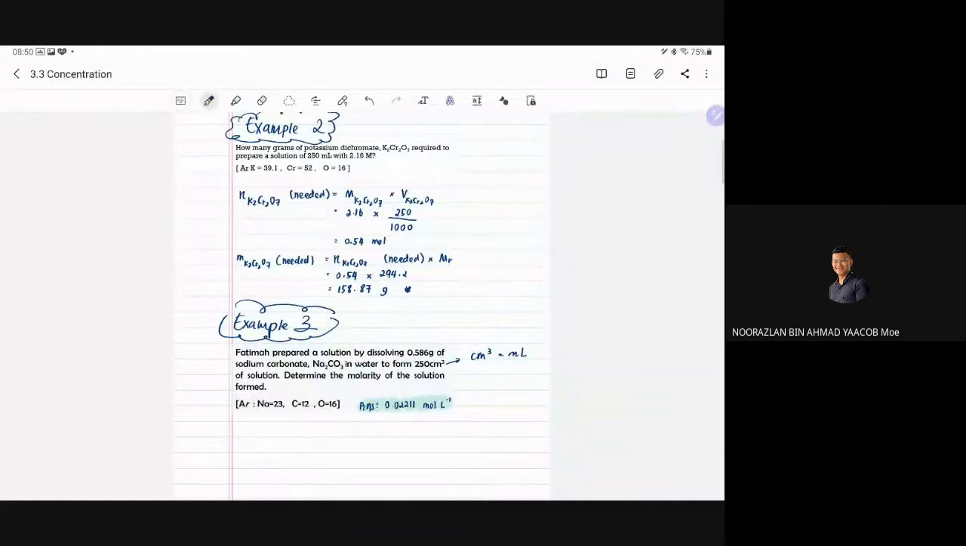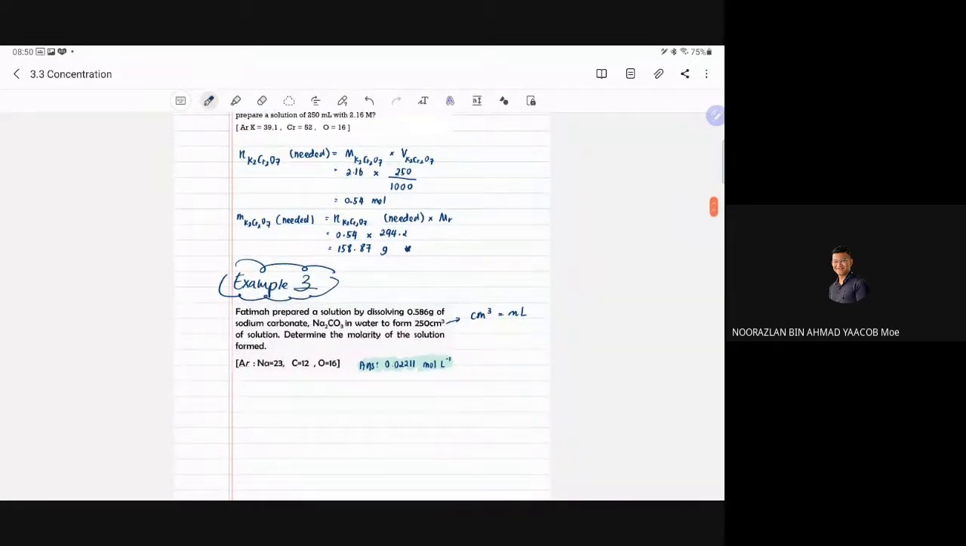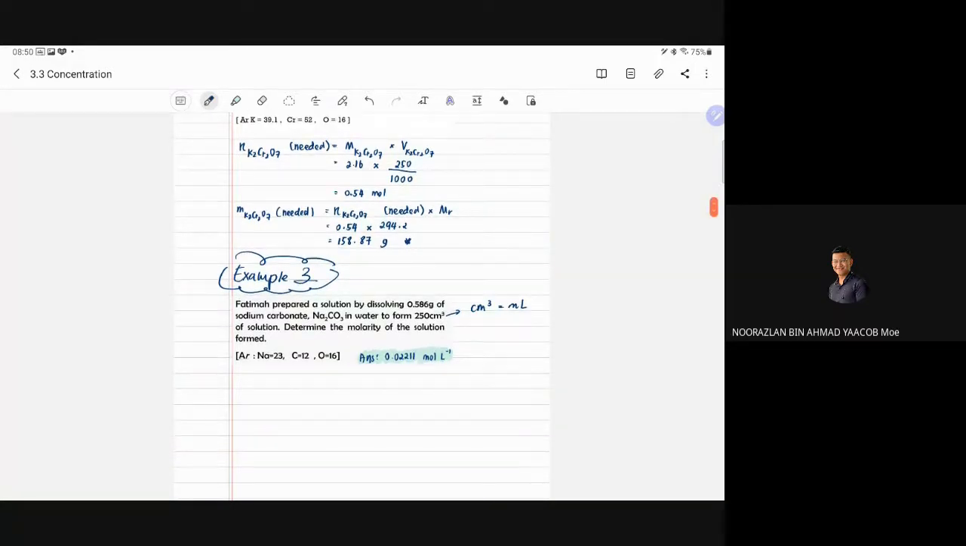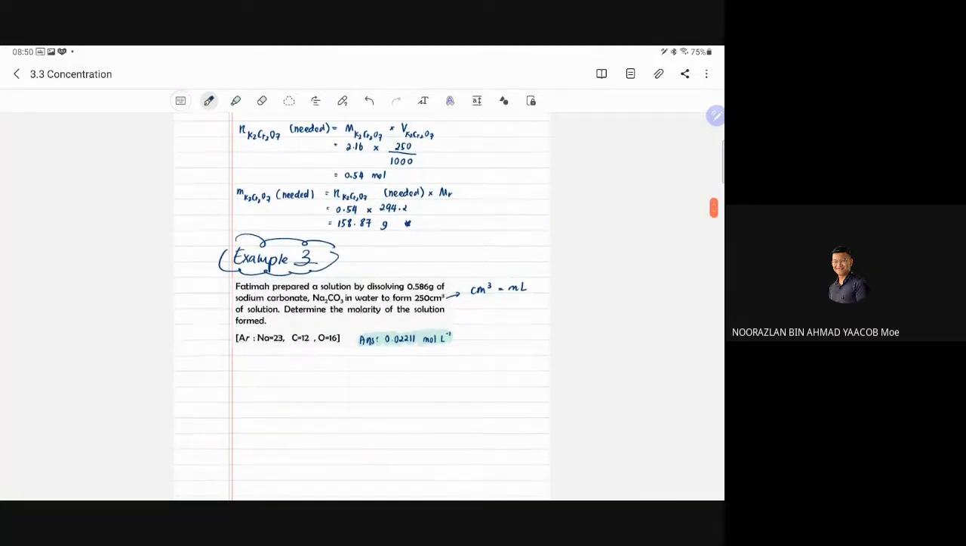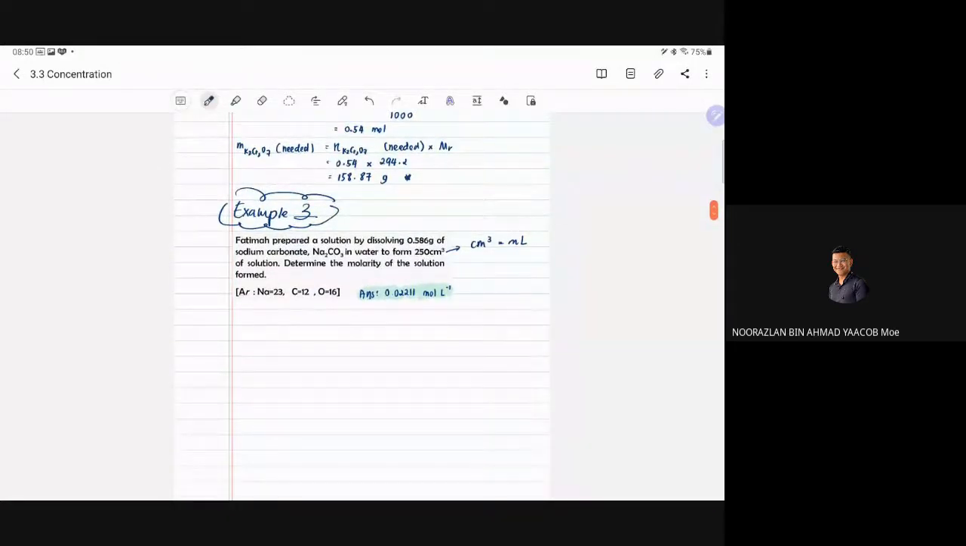Dapat jawab dah? Can we proceed ataupun belum lagi? Ada tak yang belum lagi siap? Ada. Okay. So let's proceed. Okay, so I'll show you the calculation here.